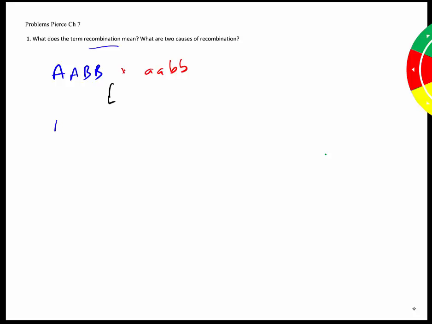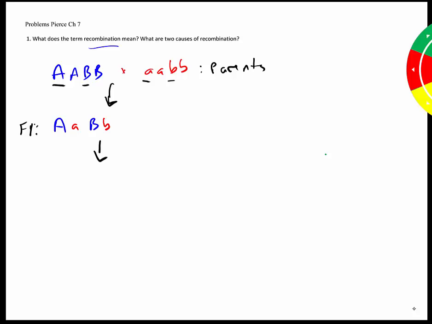Then in the next generation we can get a big A from that parent and a big B from the blue parent, and we can get a little a and a little b. So these are the parents, and we can see that big A and big B are coming together, and little a and little b are coming together. So given this F1, we know where those genes came from. And then what recombination means is how do those genes get reshuffled and redistributed during meiosis.